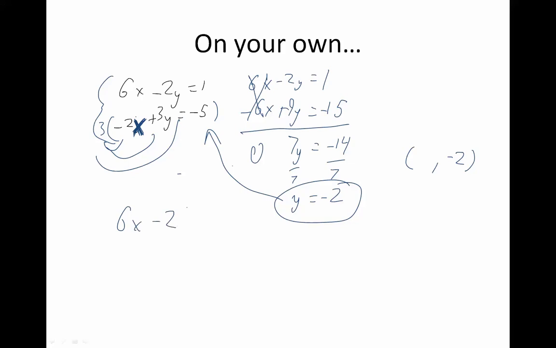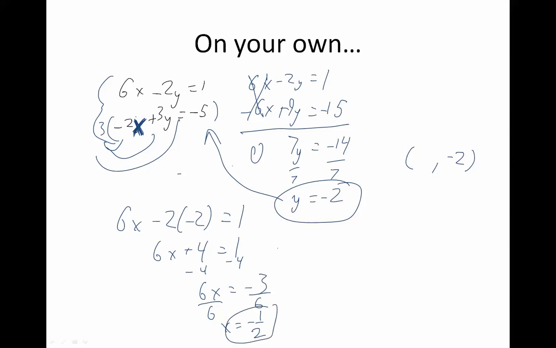6x minus 2 times negative 2 equals 1. Negative 2 times negative 2 makes positive 4. Subtracting 4 from both sides gives me 6x equals negative 3. And dividing both sides by 6 gets me x equals negative 1/2. So that is the x value of my solution. Again, that means that at the point negative 1/2, negative 2, which is right about there, is where these two lines intersect.